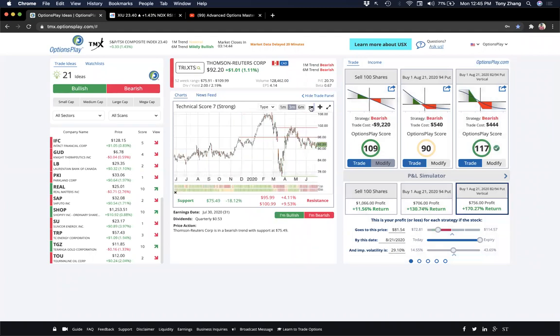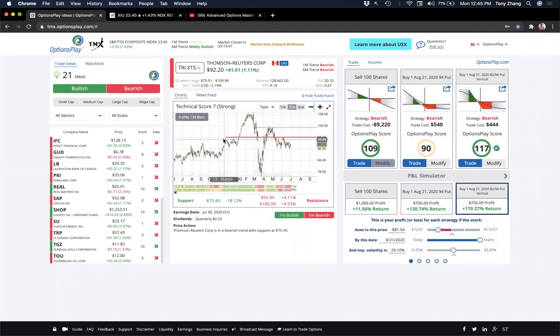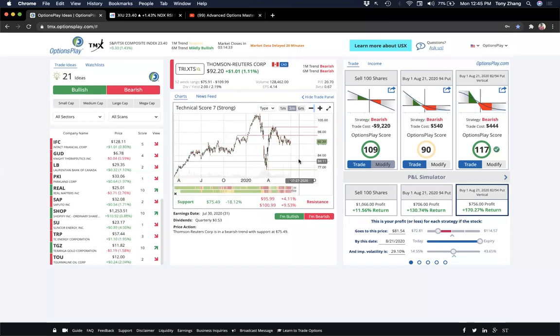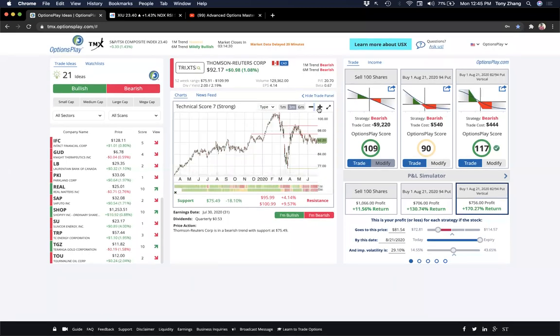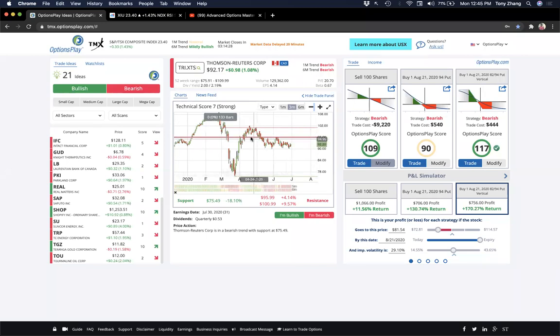Thomson Reuters really has this, especially if you zoom out, what looks like a much longer term kind of head and shoulders formation. Does that mean it's going to head lower? Not necessarily, but it certainly is a relatively weak stock, in my opinion, in the recent past.